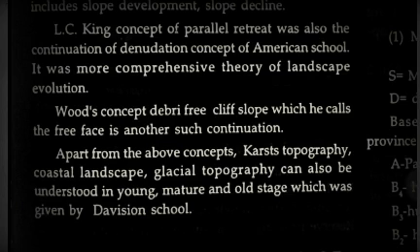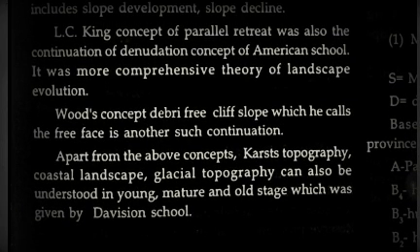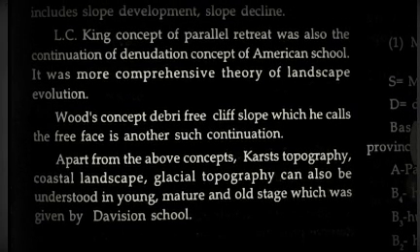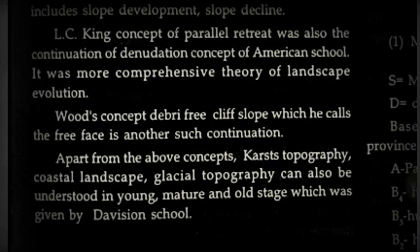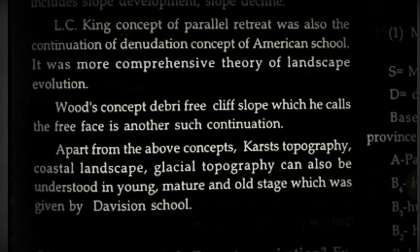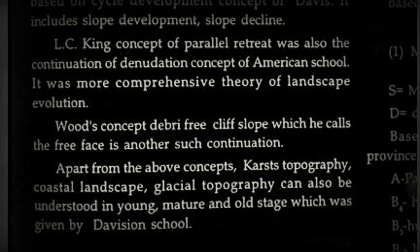Apart from the above concepts, karst topography, coastal landscapes, and glacial topography can also be understood in the youth, mature, and old stages, which was given by the Davis School. Please remember it. And after Wood, mainly given here is Davis's free cliff slope, which he calls the free phase, another such continuation. Karst topography, coastal landscape, and glacial topography can also be understood as youth stage, mature stage, and old stage, given by the Davis School.